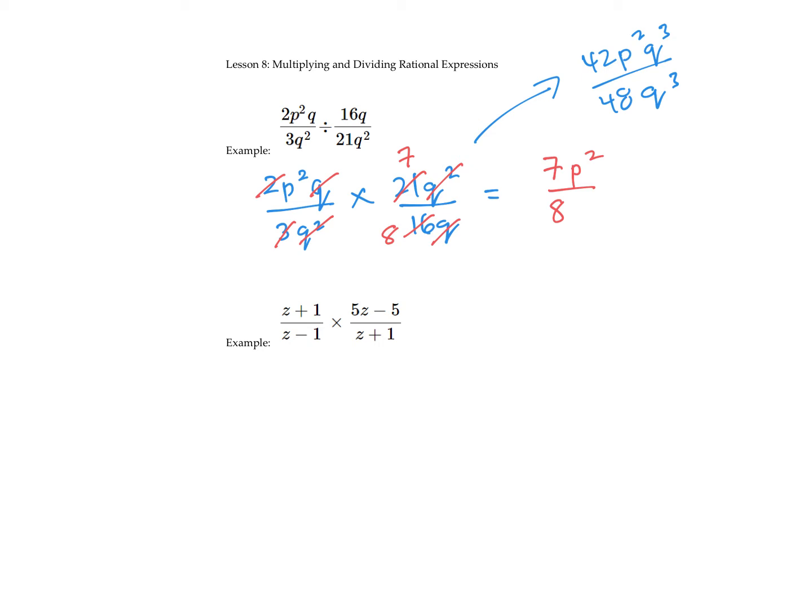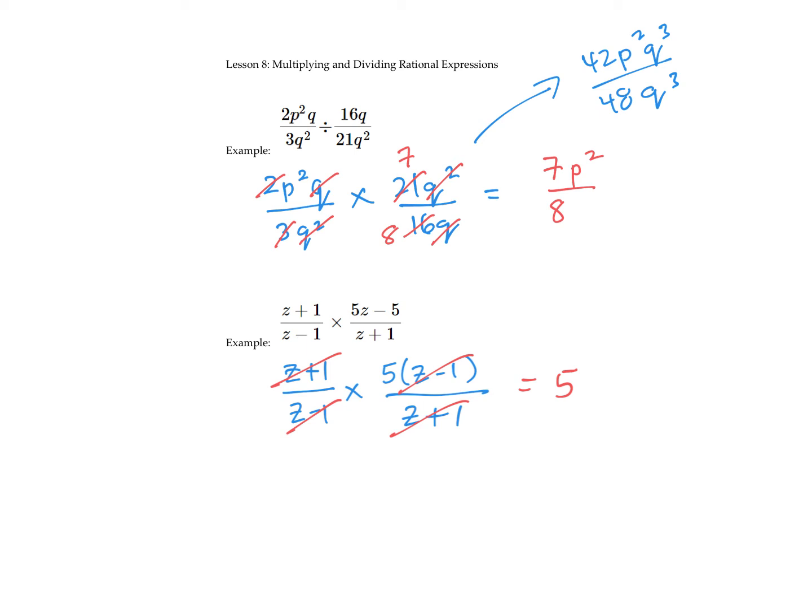In the second example, it's almost factored. I see in the second term there is a common 5, so I'll take that out. And then let's see what we can reduce. I see a z plus 1 on top and a z plus 1 on the bottom. So my final answer is 5.